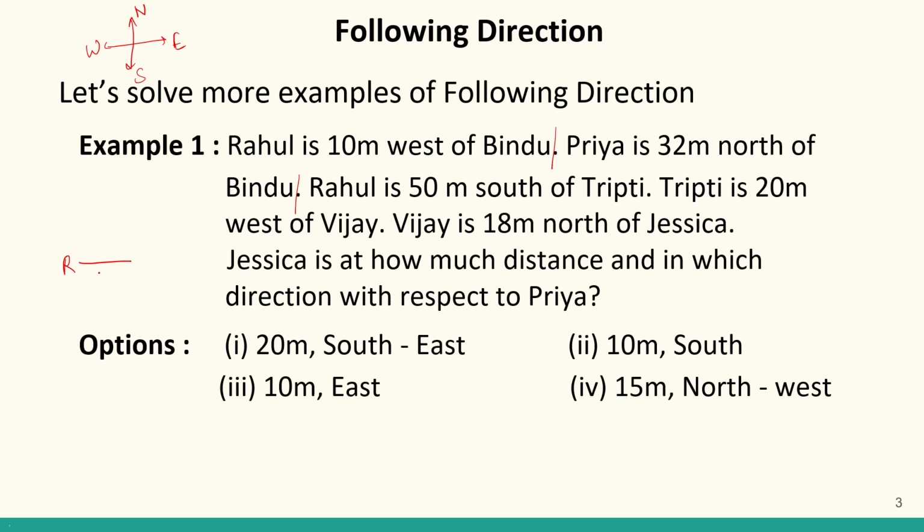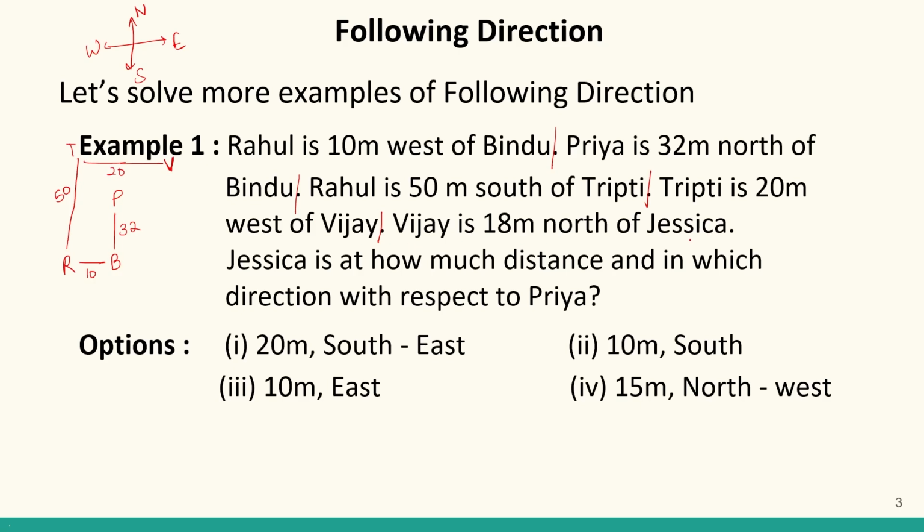Starting from here. Rahul is 10 meters west of Bindu. Priya is 32 meters north of Bindu. Rahul is 50 meters to the south of Tripti. So Tripti will go even further over here, 50 meters. Okay. Tripti is 20 meters west of Vijay. So Tripti is to the west. Vijay will be somewhere over here.